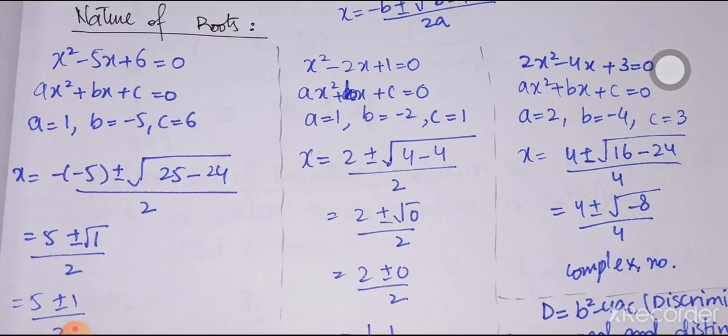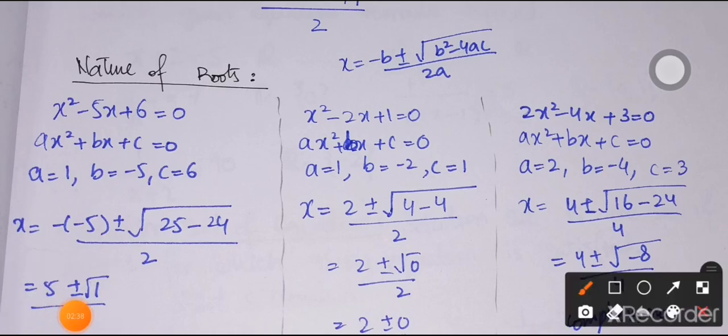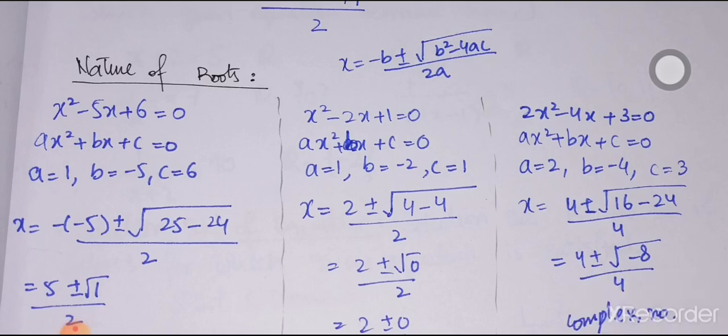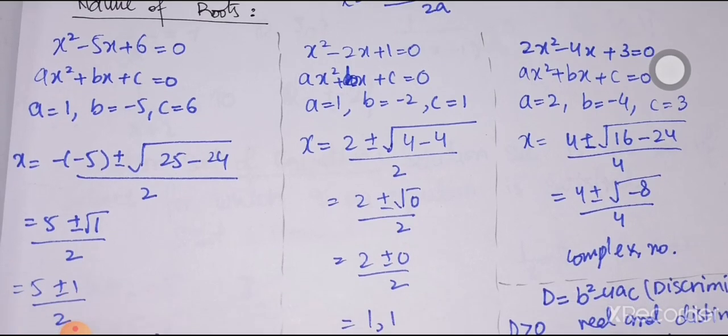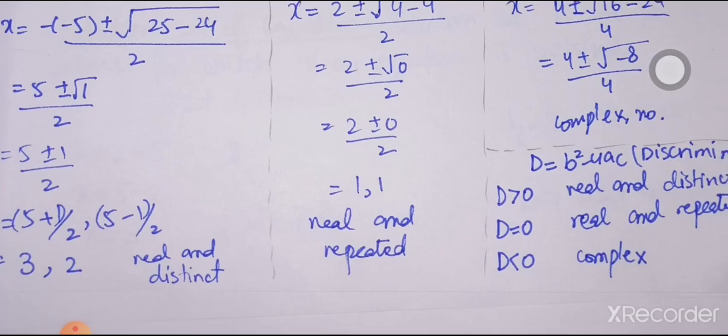So this is how we can determine the nature of the roots with the help of only one expression which is appearing in the square root, that is b square minus 4ac. So this expression b square minus 4ac is named as discriminant, and all the nature of the roots depends on the sign of the discriminant that we are going to have.